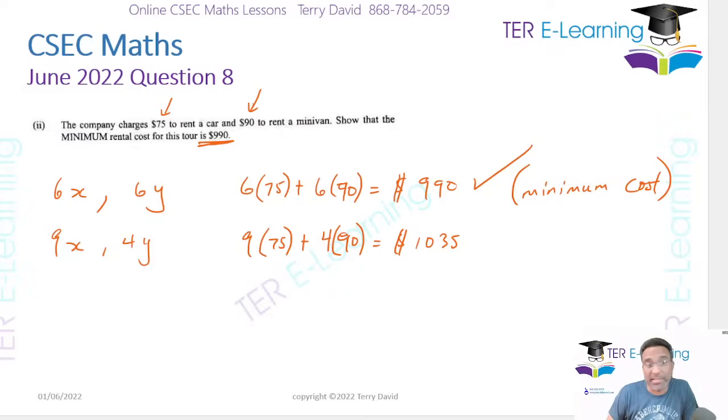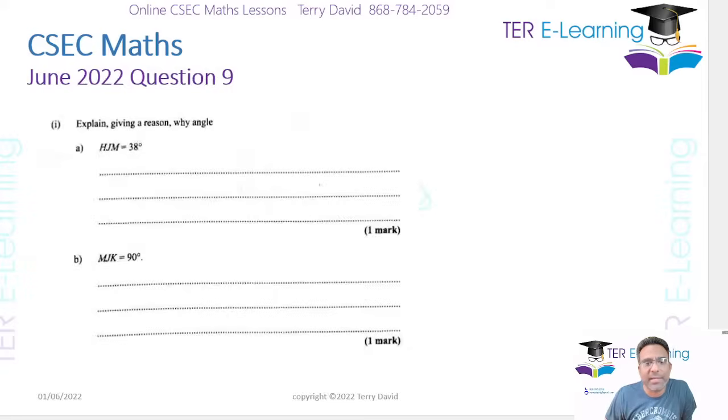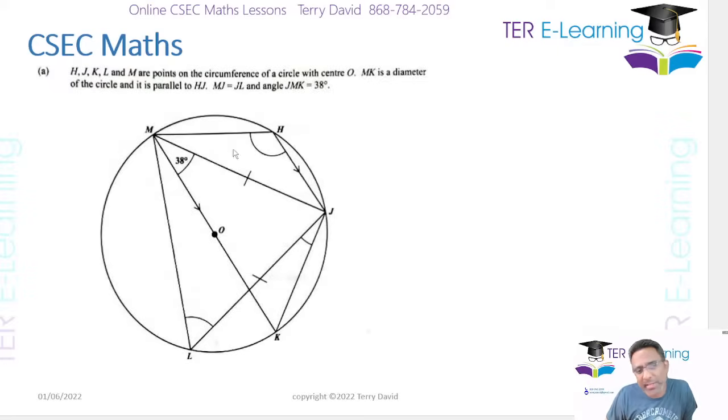Right? So let's keep moving. This one here is question 9. It's a circle geometry question. They give us some information here, and what they want is: explain, giving a reason, why HJM is 38 degrees.